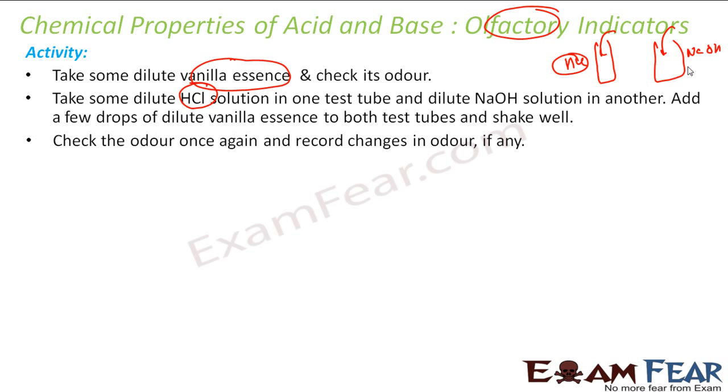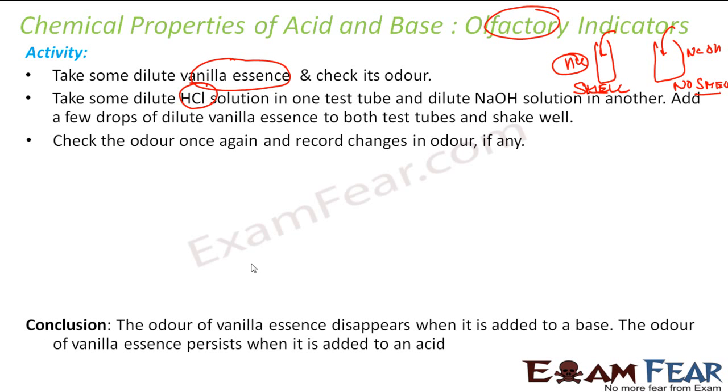And we'll shake it. Now we'll check the odour of this again. We'll find that the one with the acid will still smell. This one will still smell and this one will not smell. Why? Because with acid the smell of vanilla essence is still intact, but with the base the smell of vanilla essence goes off. So the conclusion is the odour of vanilla essence disappears when it is added to the base, and the odour of vanilla essence persists when we add the acid.